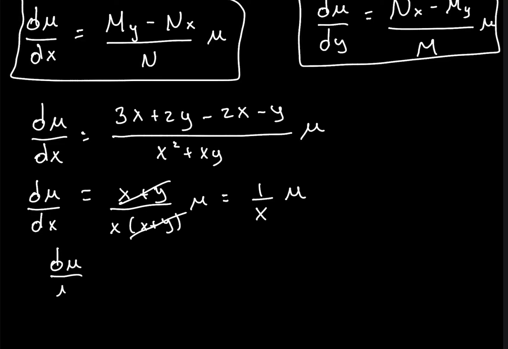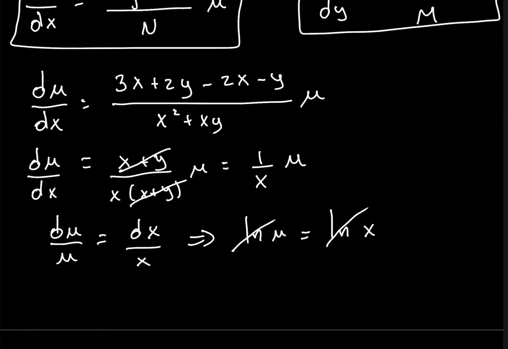So we'll have the following: d mu over mu is equal to dx over x. And this will give us, if we integrate on both sides, ln of mu, and on the right hand side, ln of x. I'm not gonna care about the constant here, so I'm just gonna leave it like that so we can get rid of the natural logs. And we can say that mu is equal to x. So we have found our function mu.